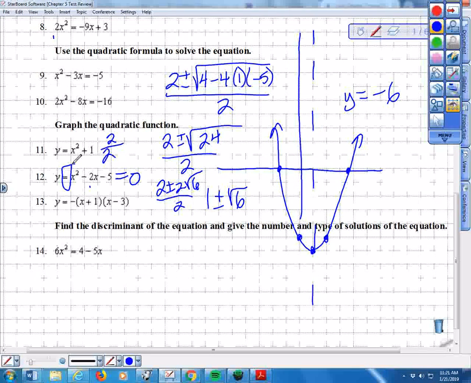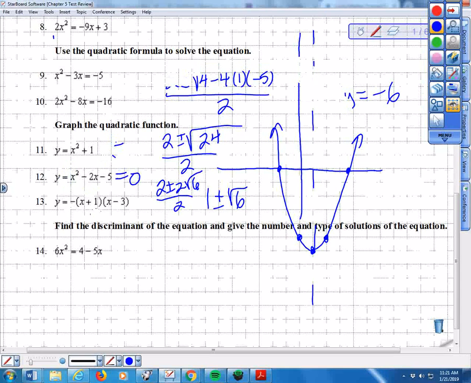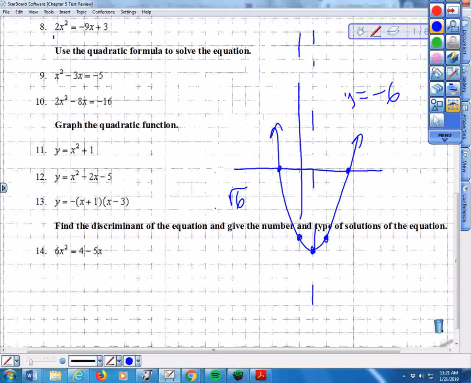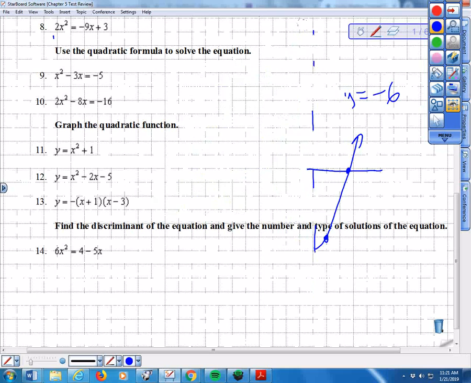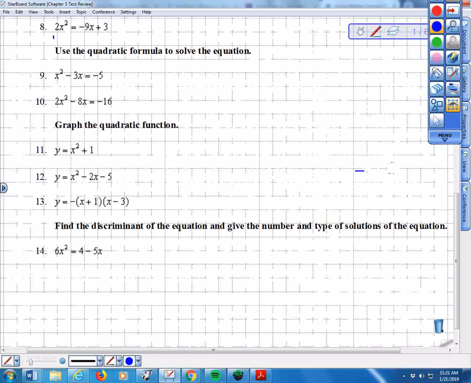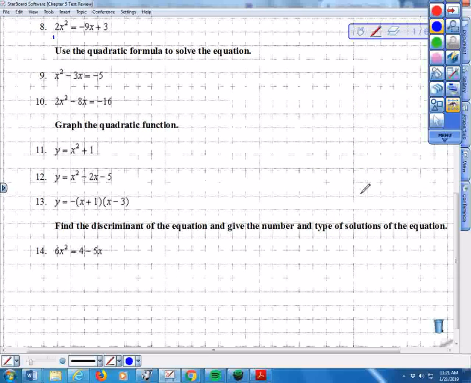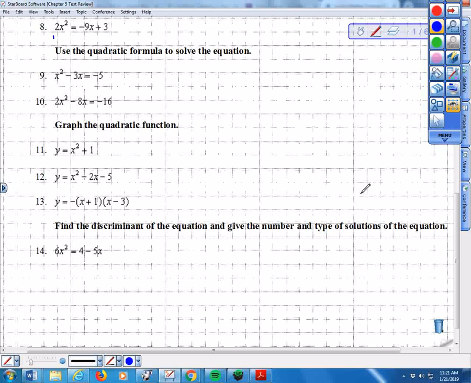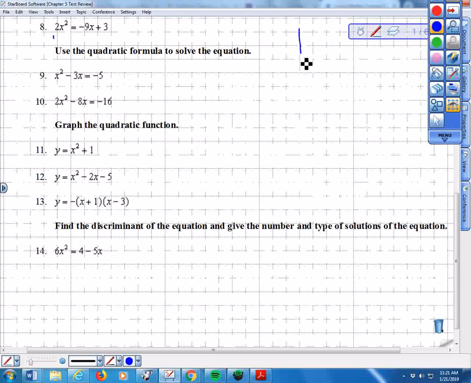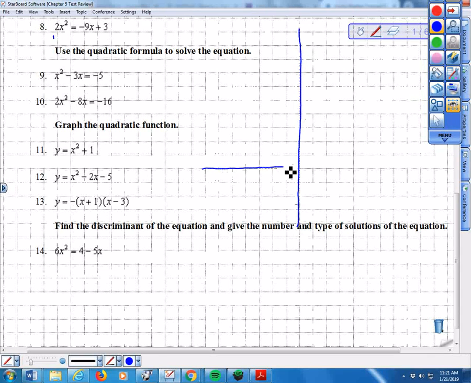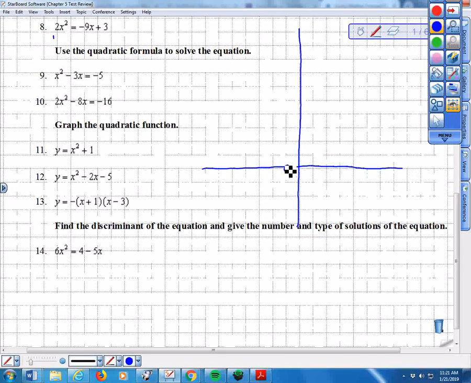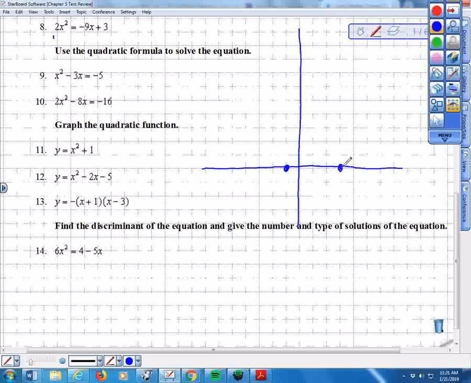Okay. The next one, they give it to us in factored form, or intercept form. So what do we know just looking at it? What points? Not the vertex. This isn't vertex form. The x-intercepts, or the zeros. That's what factored form or intercept form gives you. Negative 1 and positive 3. Those are my intercepts.